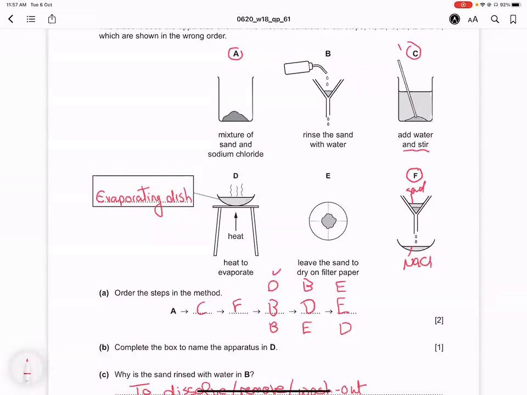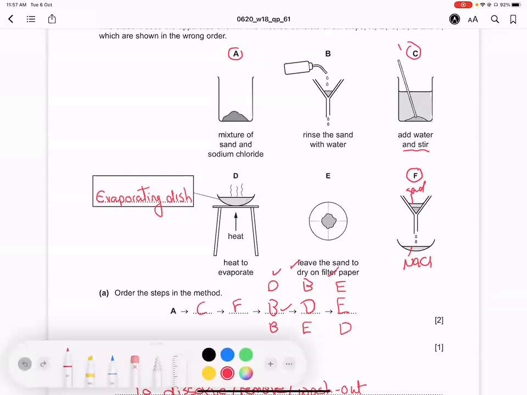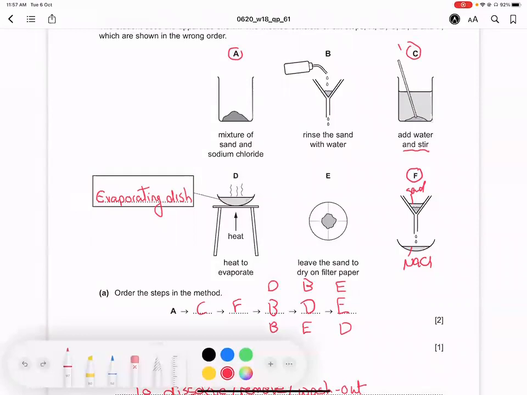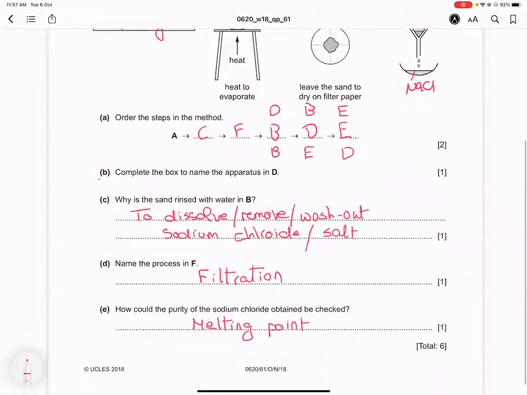You can say D, B, E, you can say B, D, E, you can say B, A, E, D. It doesn't differ. The 3 steps are equal. It doesn't differ the order that you do them in. In both cases, you obtain sand and sodium chloride solid powder. B, complete the box. This is an evaporating dish or basin, evaporating basin.